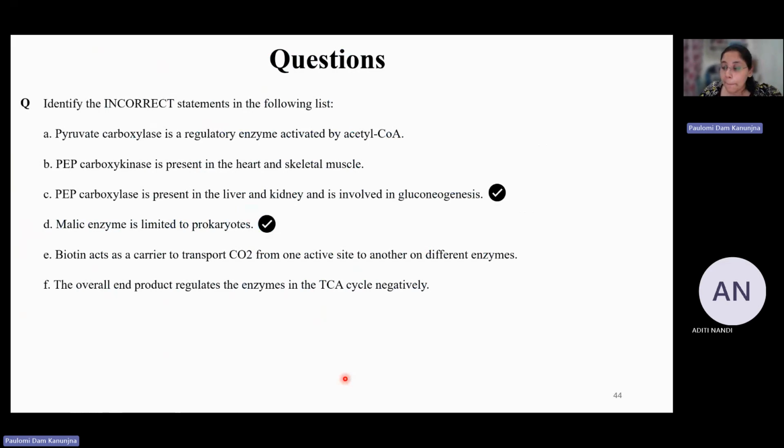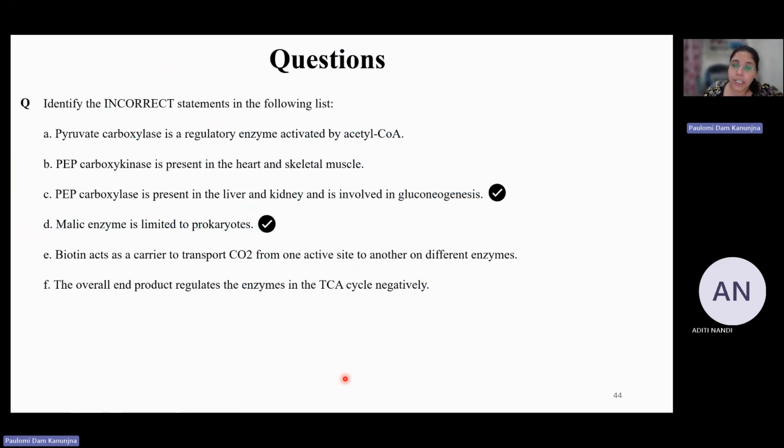Okay. Malic enzyme is limited to prokaryotes. No, we find them in eukaryotes as well. Okay, that was correct. Just a second. B, C, D, E. Yeah, E also you said incorrect. Biotin acts as a carrier to transport CO2 from one active site. Well, that is correct because it is a coenzyme and it actually takes part in the transfer of CO2 in carboxylation reactions. For example, the enzyme pyruvate carboxylase. So there you find biotin as a coenzyme.